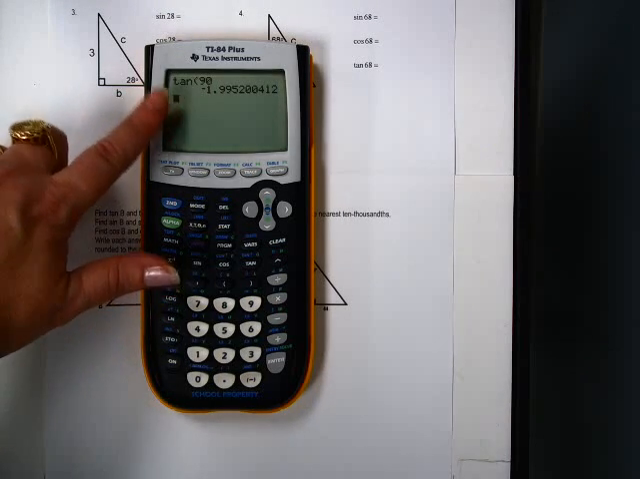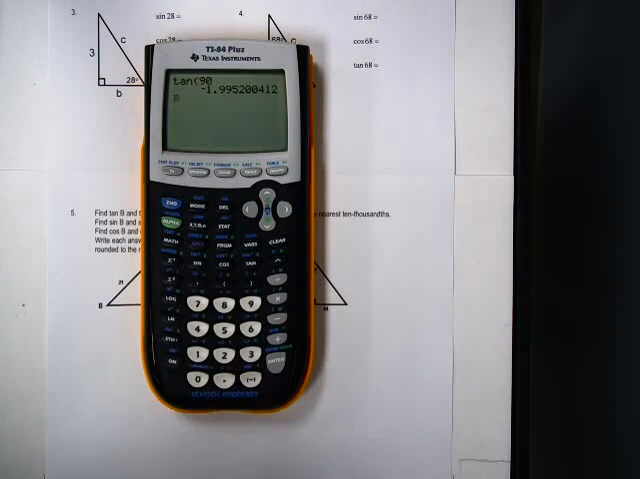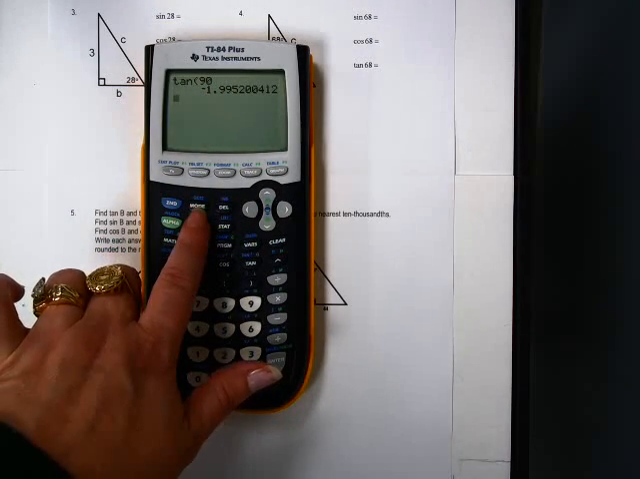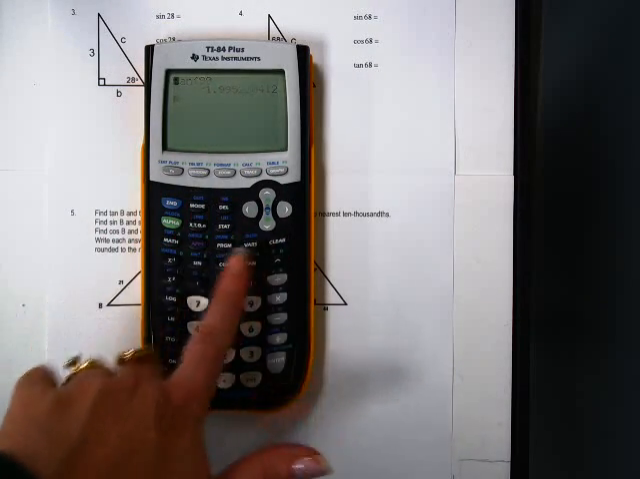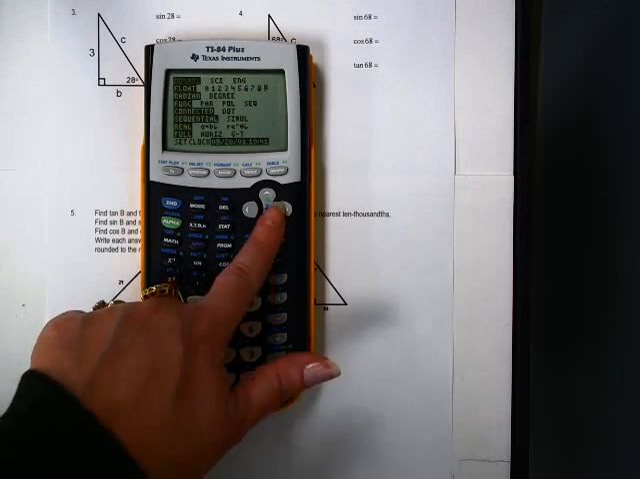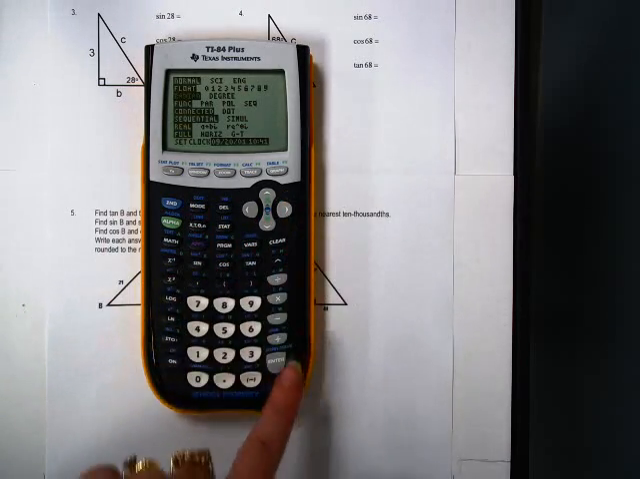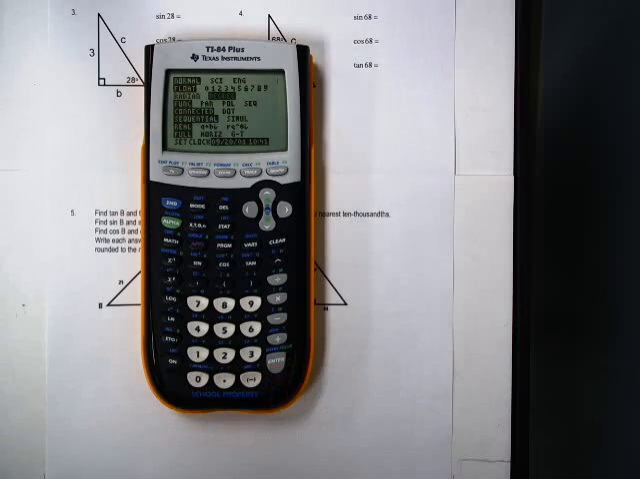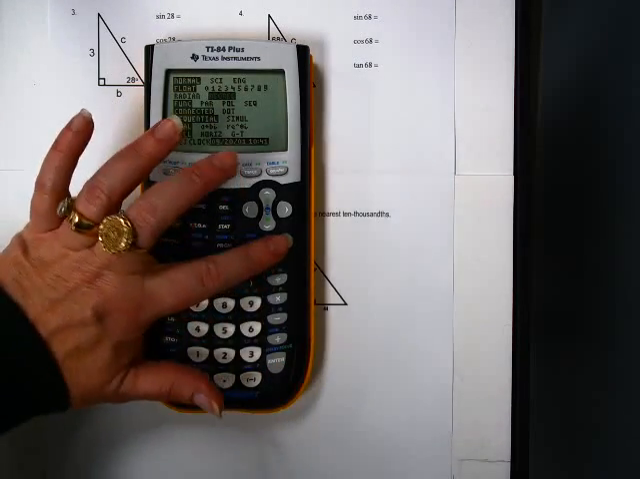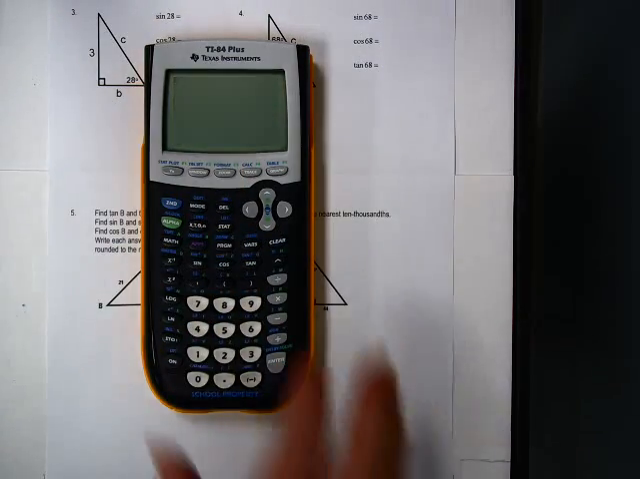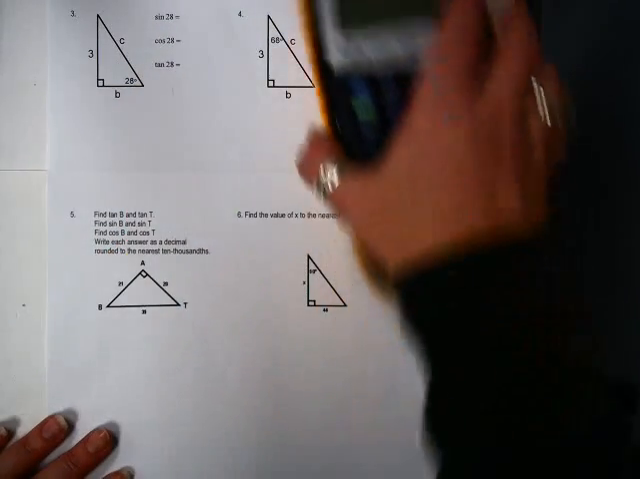And if you type in tan 90 and you get a negative, you know that you've got to go up here to the mode and change it. So let's clear it, go to the mode, scroll down, arrow over to degree, enter, and now my calculator's in degrees and I'm set.